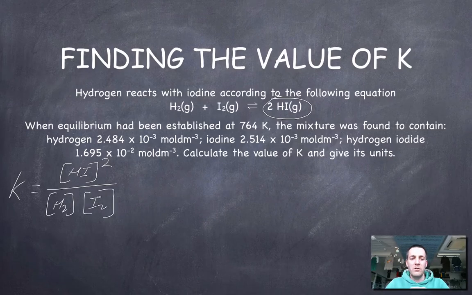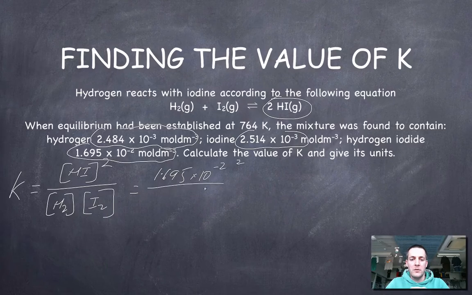And we're given all the numbers that we need for this. We've got the concentration of H2 and I2 and HI as well. So let's just plug those numbers in. That is going to equal 1.695 times 10 to the minus 2, and that's going to be squared. And we're going to divide that by 2.484 times 10 to the minus 3, multiplied by 2.514 times 10 to the minus 3. And if you do the maths there, then you end up with a number of 46.